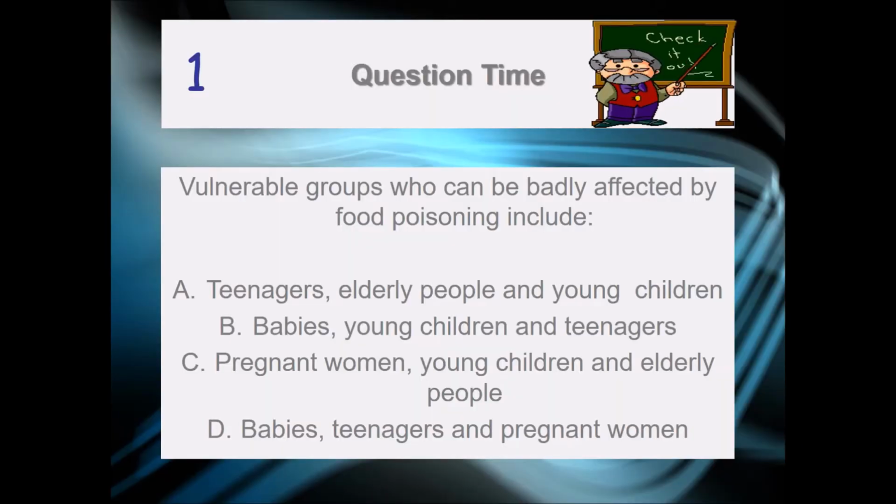Question 1. Vulnerable groups who could be badly affected by food poisoning include A. Teenagers, elderly people and young children. B. Babies, young children and teenagers. C. Pregnant women, young children and elderly people. Or D. Babies, teenagers and pregnant women.